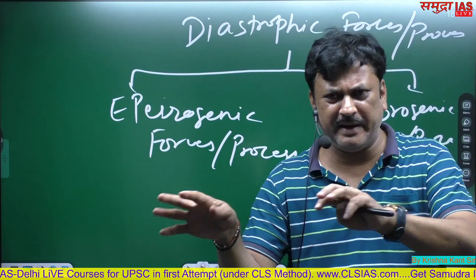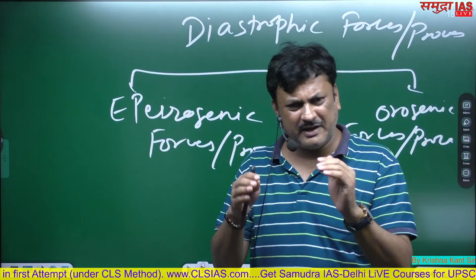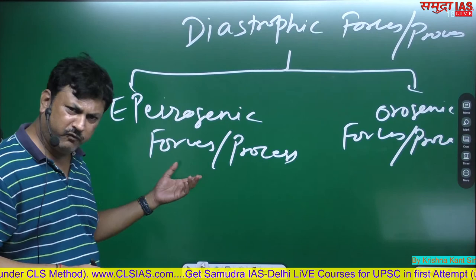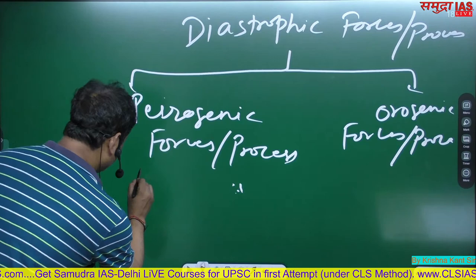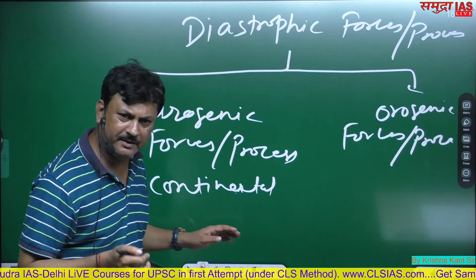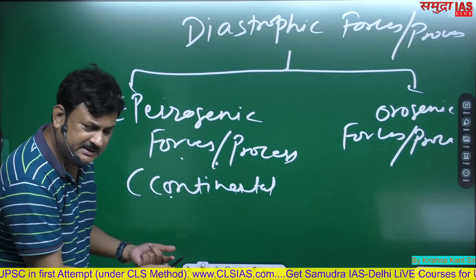Now diastrophic forces are divided into two parts, means there are two groups of diastrophic force. The first is epirogenic forces. This force is also known as continent building force. What do we call it? Continental or continent building force. Epirogenic forces or processes are also known as continental building forces or processes.